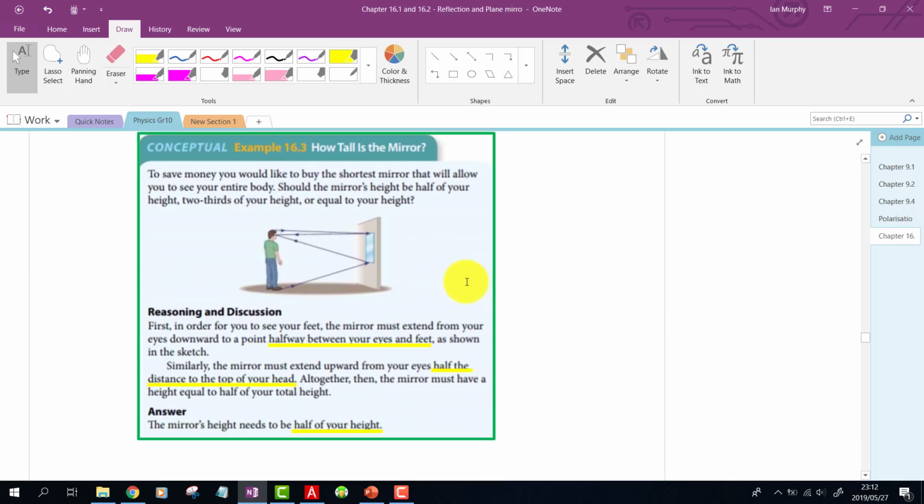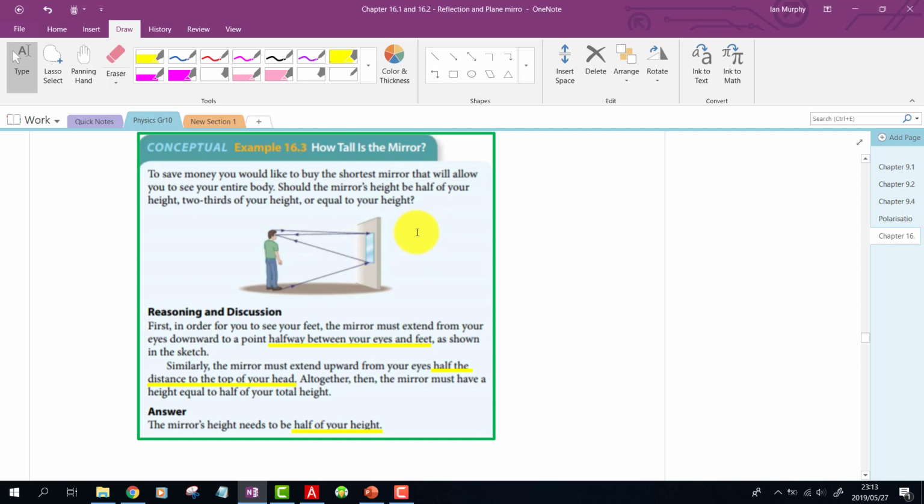Okay, so conceptual example. How tall is the mirror? The question basically asks, you're standing in front of the mirror, you want to know what is the minimum height that the mirror can be for you to see how tall you are. You can read through the whole reasoning and explanation, but if we ask you a question like this in the exam, the answer is it needs to be half of your height. This could potentially be a 1 mark question.